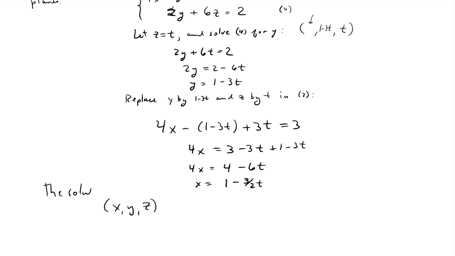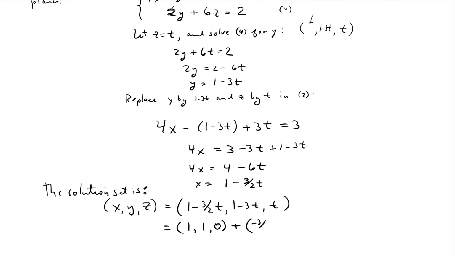The solution set is the top. X is 1 minus 3 halves of t, y is 1 minus 3t, and z is t. And once again, I can break this down into the constant part and the part that involves my variable. And I can factor out my t.